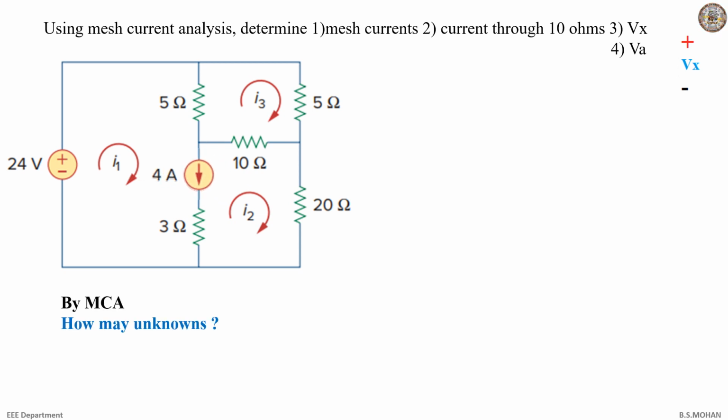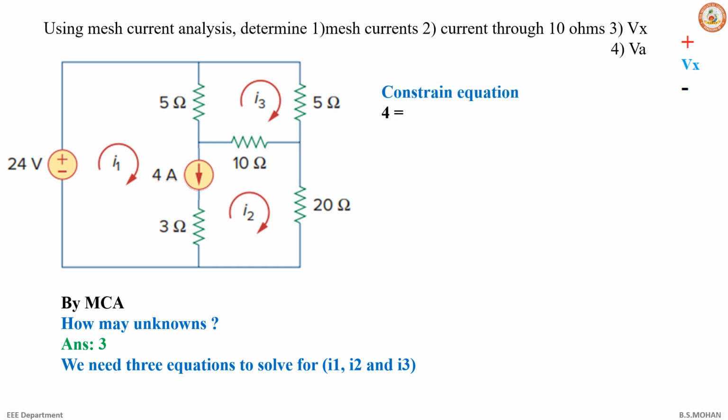Now, by mesh current analysis, how many unknowns are there? There are 3 unknowns, I1, I2 and I3, and we need 3 equations to solve for these 3 unknowns. And remember, in all the 3 equations, we'll have the variables I1, I2 and I3 only. And let us form the constraint equation for the super mesh.